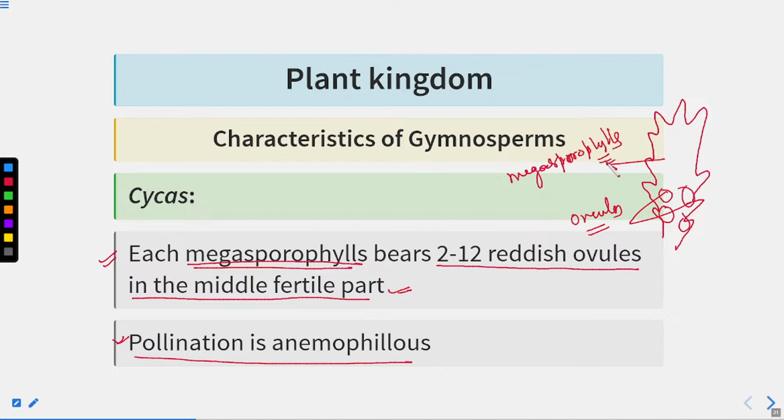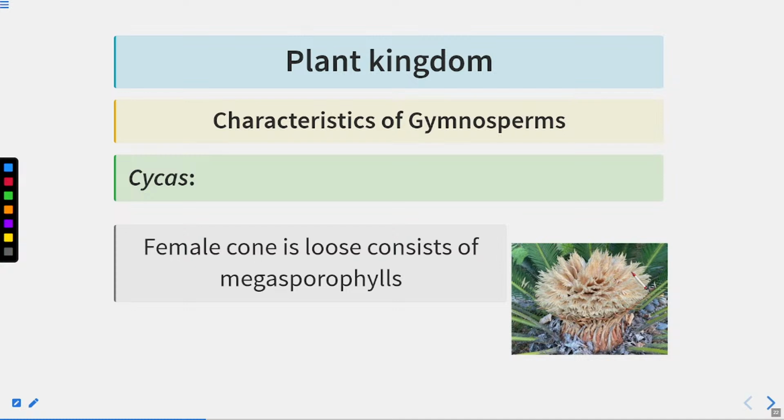Megasporophylls, right? So here you can differentiate it from the male cone, because in the male cone, the cone is like this, right? And the microsporophylls are arranged. But here you can see the megasporophylls. The female cone is loose and consists of the megasporophylls. So the male cone is quite compact, whereas this female cone is quite loose.